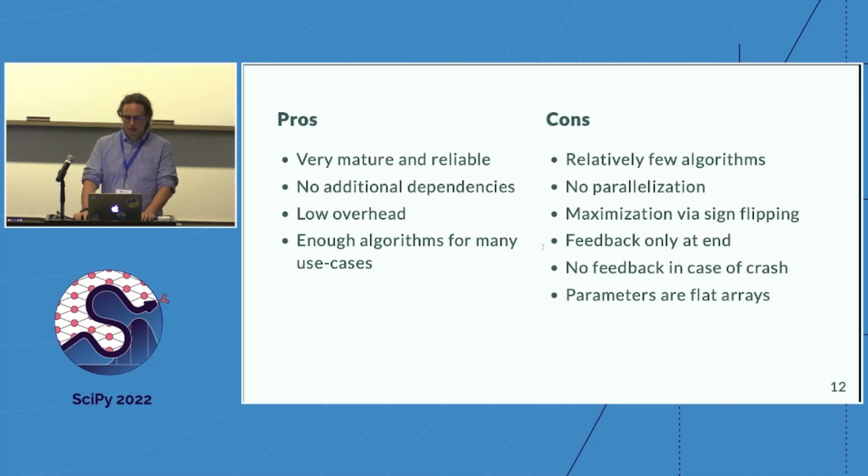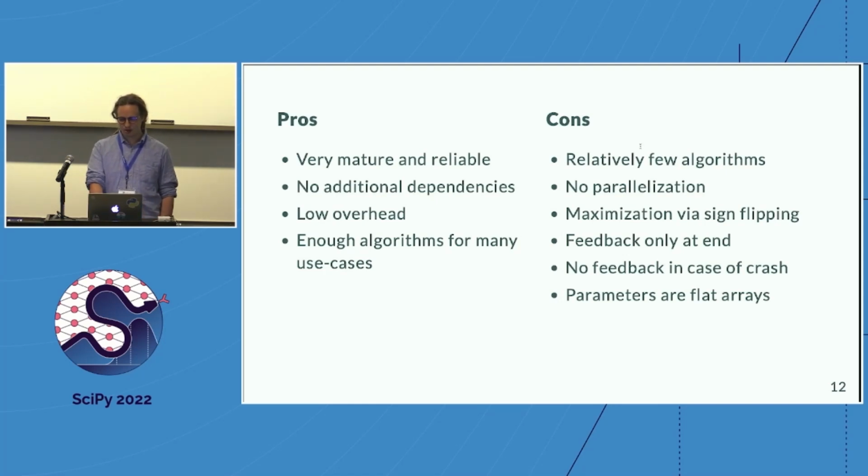Okay, so now that you have used scipy.optimize for a simple example, let's look at some of the pros and cons of the library. Definitely a pro is it's very mature and reliable. It has been around, the interface is stable and nothing changes. And all the algorithms are completely debugged. You have no additional dependencies as you have scipy in most environments. You have very low overhead. And there are enough algorithms for many use cases.